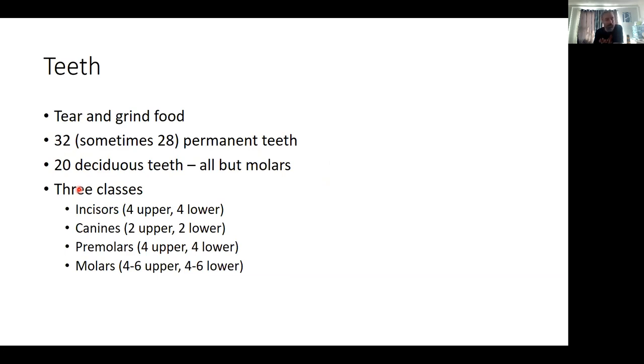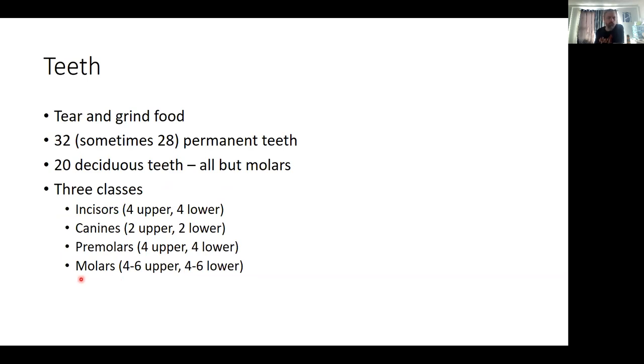I'm sorry. Obviously, there are 4 classes, not 3, of teeth, starting from the midline and moving our way lateral to that. We have the incisors in front. There are 4 upper and 4 lower. The canines, 2 upper and 2 lower, so 1 right, 1 left, 1 right and 1 left. 4 premolars upper and 4 premolars lower. Again, these are the ones that replace. So you get 2 of each of these in your life.